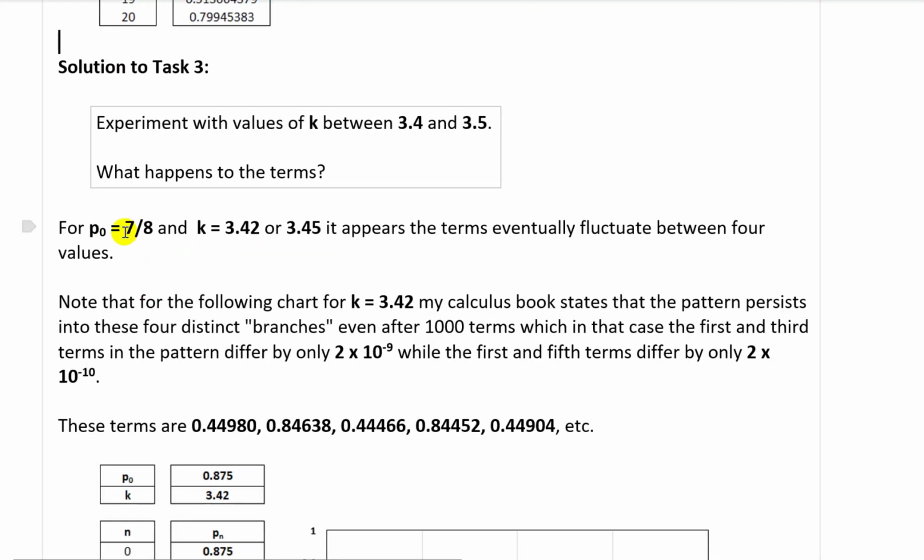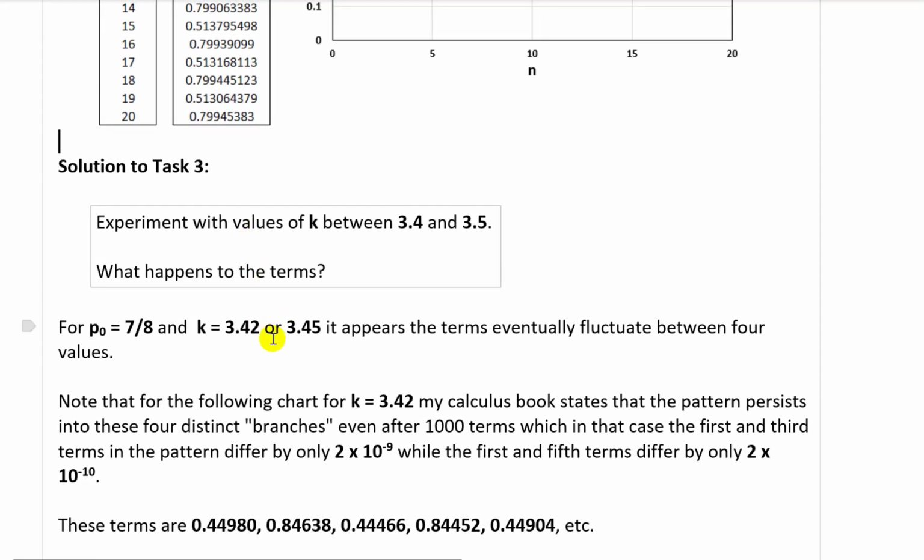So for the initial population, we'll just use 7 over 8 again, and k equals 3.42 or 3.45. So we're going to change it to just a tiny bit higher than 3.4, and 3.45 is in between. It appears the terms eventually fluctuate between 4 values, and I'll show you that right here.